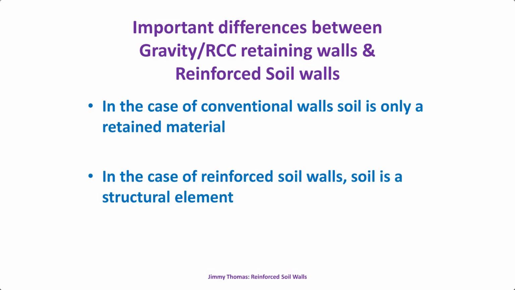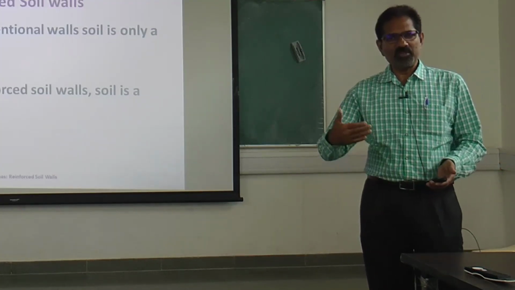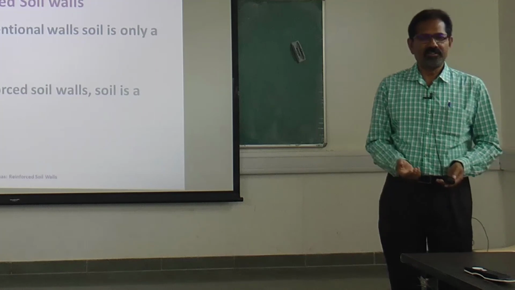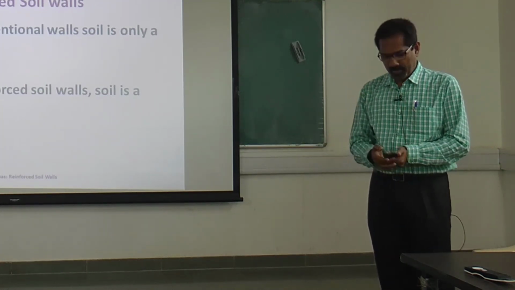Second, in the case of a conventional wall, the soil is only a retained material. If I make an RCC wall and the soil is poor quality and not compacted, at the most the earth pressure will be more. Factor of safety reduces, but the wall may not collapse. But in the case of reinforced soil, the soil is a structural element. So I have to be much more careful with the soils. I cannot just look at the reinforcement. I have to give equal importance to the soil.